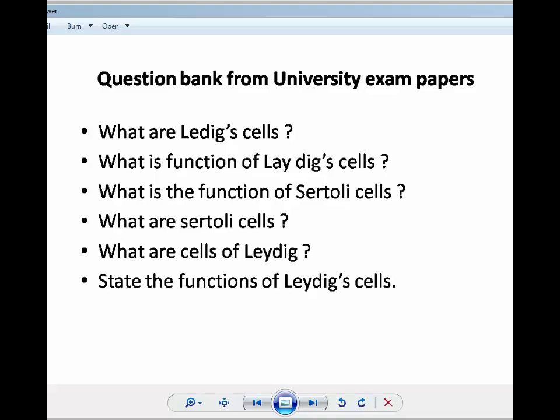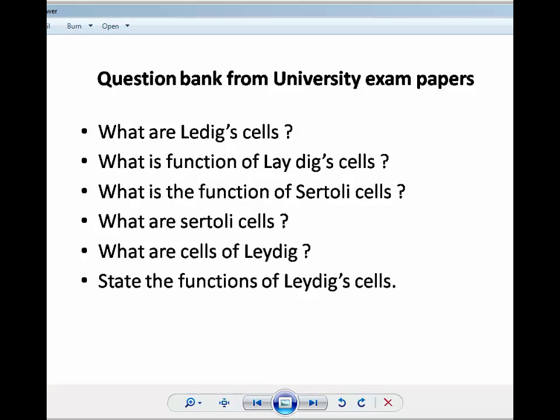Now here we'll see some university exam questions from the question bank of the mammalian histology paper, related to this testis topic. They ask 1 mark questions like: what are Leydig cells? I hope you can answer now. What is the function of Leydig cells? We just discussed that it is the secretion of hormones. What is the function of Sertoli cells? It is nourishment of the developing sperms.